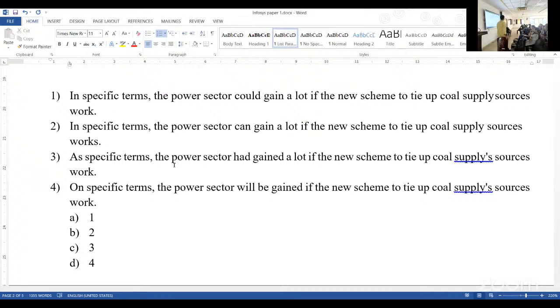So now you should try to figure out the right answer based on these differences. Let us take in and as. These are two prepositions. What do we say when we are using in specific terms or as specific terms? We say in specific terms. So that means these two are directly eliminated. So we ended up here. Now in these two sentences, what differences do you find?